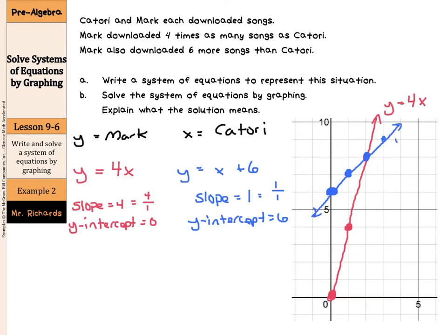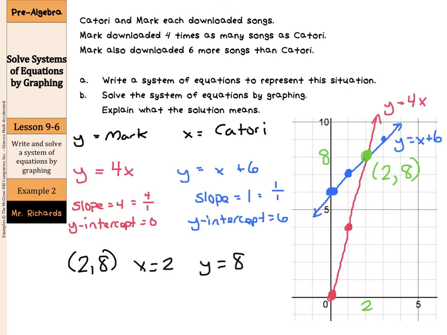And that again was the equation y equals x plus 6. And do we have an intersection point? Yes, we do. That intersection point is right here, which if we look down at our x-axis is 2, and here is 8, so that is at the point 2, 8. So what does the point 2, 8 mean? Well, x equals 2 and y equals 8, which means our x was Katori and our y was Mark.